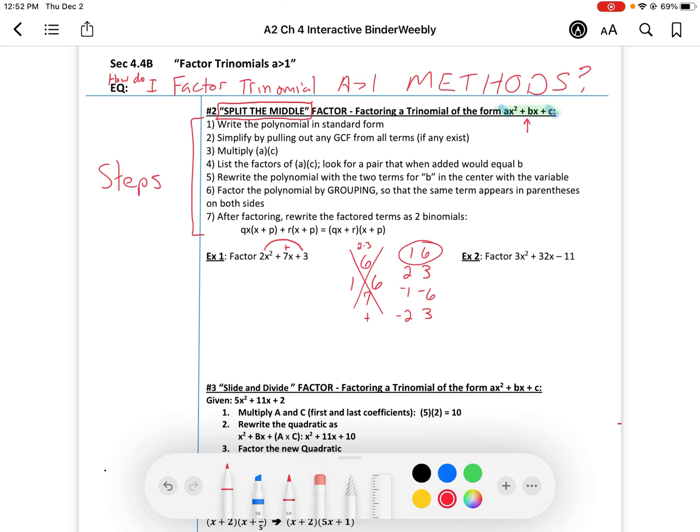But here's where things are different. And it's different because of this leading coefficient. We can't just put parentheses down and an x at the start of each binomial, because it's not going to be x times x. It's going to be 2x times x. But we're not guessing and checking, so let's proceed with the process. Rewrite the polynomial with the 2 terms for b in the center with the variable. So the variable that we're using here in this one is x.